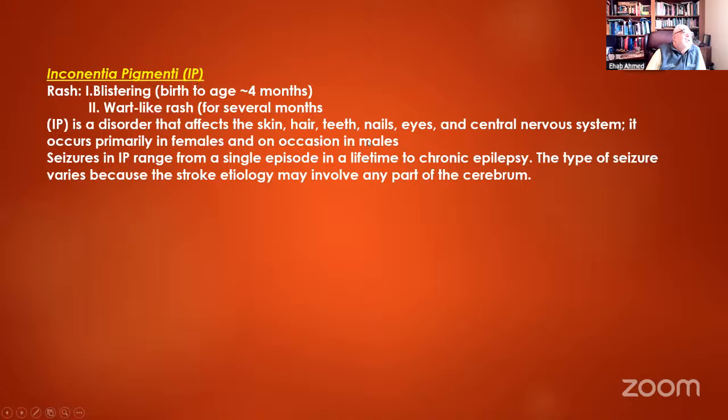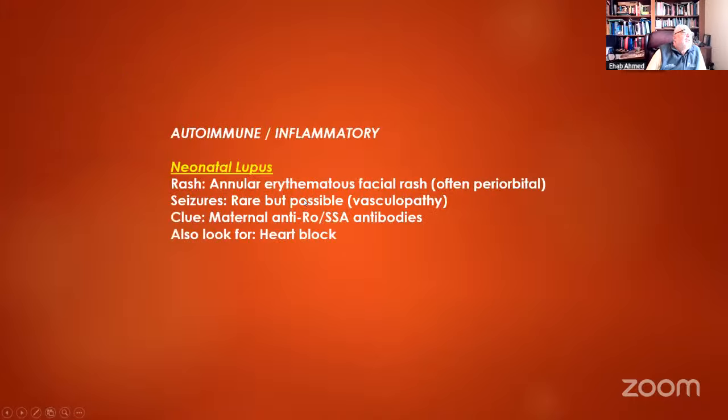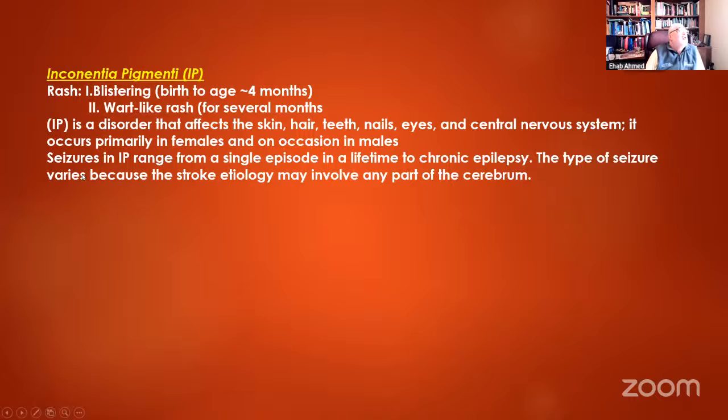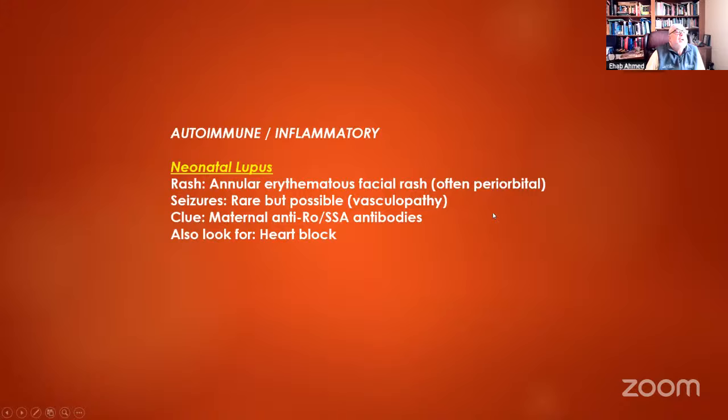IP, as we mentioned, and the rash, there are 4 stages of rashes depending on the age of the baby. And the one that we can see in the newborn is blistering. And then after that, it will turn into a wart-like rash, in addition to the female sex and no male siblings and a history of maternal abortion and intrauterine fetal death. Autoimmune, the lupus, if the mom has lupus or antibodies.